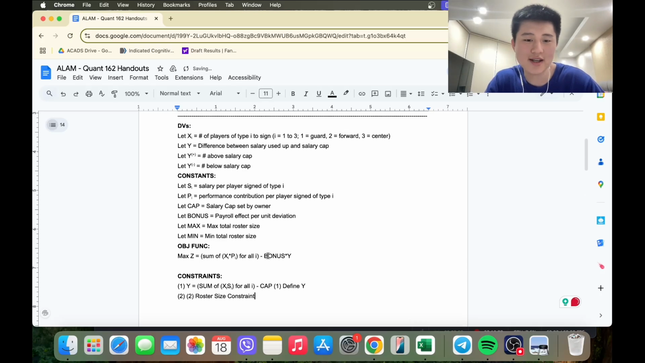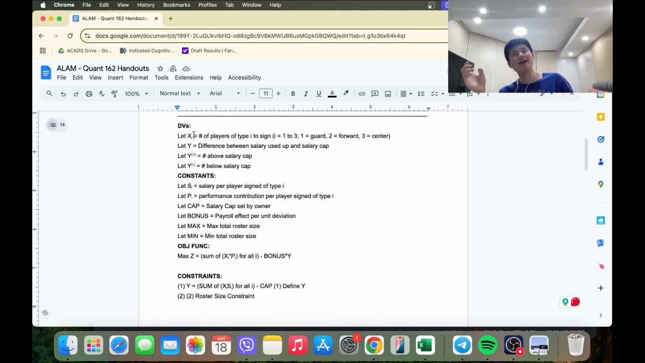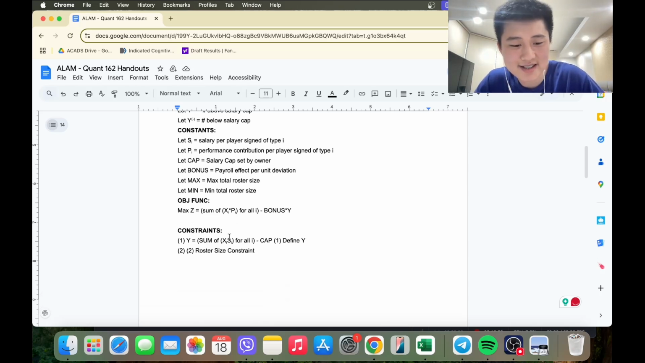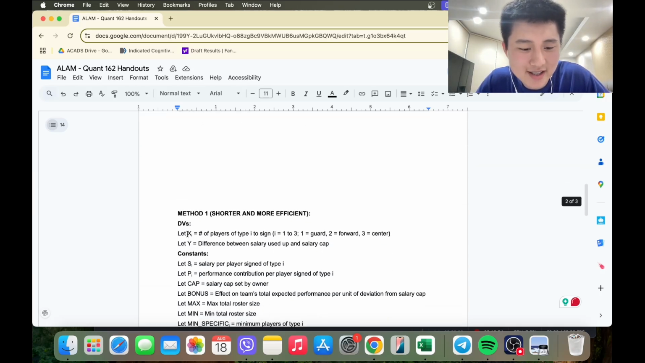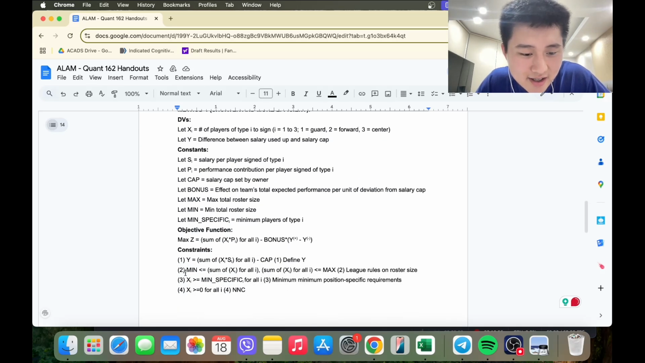So it's basically the sum of all xi's, which is the number of players. If you sum all of it, the number of guards, forwards, and centers, it has to be greater than or equal to the min and less than or equal to max. So that's what I did here, essentially.